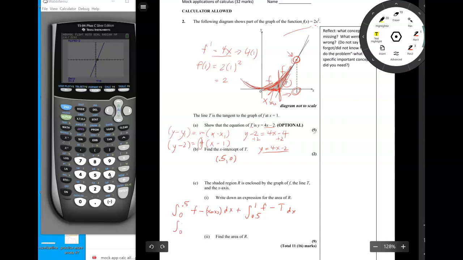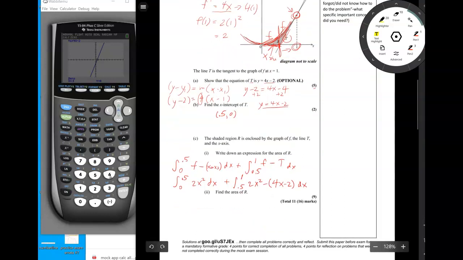So the left part is going to be 0 to 0.5. And the f function is 2x squared. And the x-axis is just 0. So I just put 2x squared. The other integral goes from 0.5 to 1, and then I'm going to put 2x squared, and then I'm going to subtract the t line, which is 4x minus 2. And that is my integration expression.